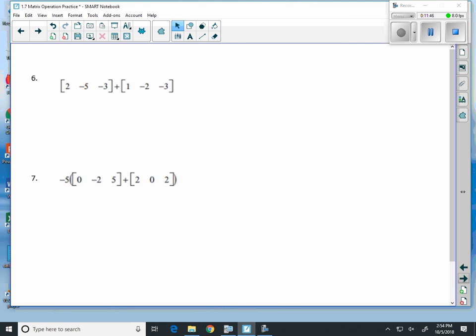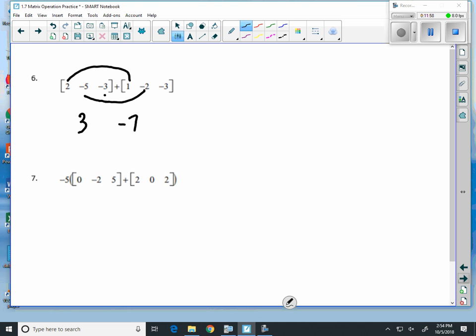All right, next we have just some simple addition. So 2 is going to be added to 1. That would be 3. -5, add that to 2. That's -7. And then -3, you're going to add that to -3, which is -6. And that would be your final answer for that one.